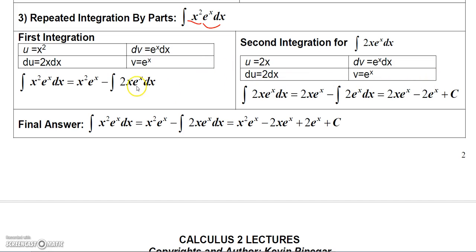Okay, so now, since I know what this integral equals, I can actually replace it. I can replace this integral with what I got over here. And remember, I'm subtracting, so when I plug this in right here, I've got to distribute the minus through, so that instead of 2x e to the x, I'll have minus 2x e to the x. Instead of minus 2e to the x, I'll have plus 2e to the x. And then, of course, just throw your constant in at the end. And so now you have all of your terms.